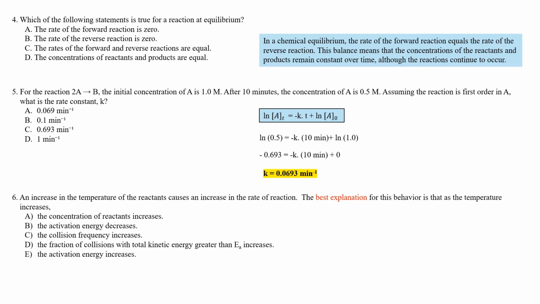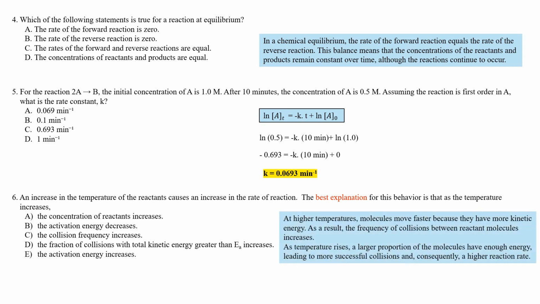Question number 6. An increase in the temperature of the reactants causes an increase in the rate of reaction. How can we explain this? Increasing the reaction temperature increases the reaction rate.